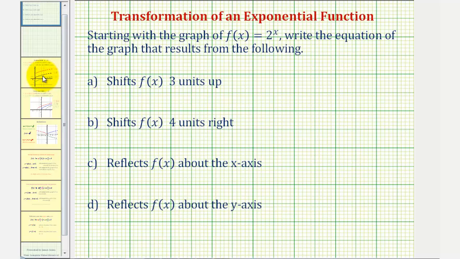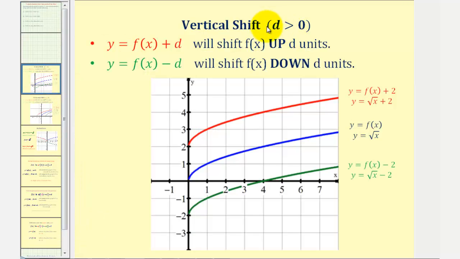So for a quick review, for vertical shifts, if d is greater than 0, y equals f of x plus d would shift f of x up d units, and if we have y equals f of x minus d, this would shift f of x down d units. So if we consider the basic square root function graphed here in blue, where we have y equals square root x, if we have y equals the square root of x plus 2, notice how the plus 2 is not underneath the square root, this would shift our function up 2 units.